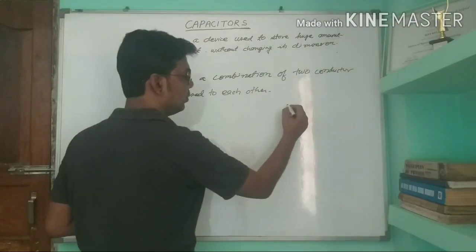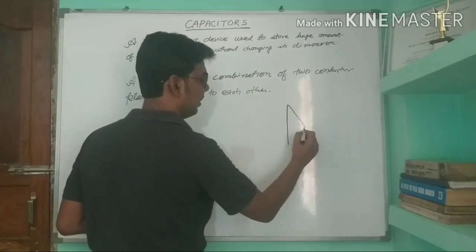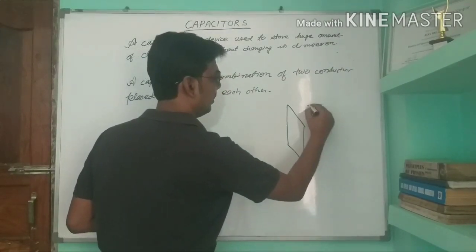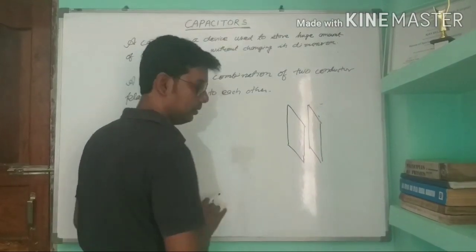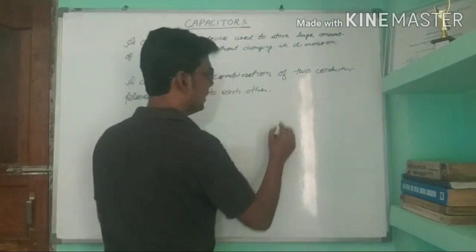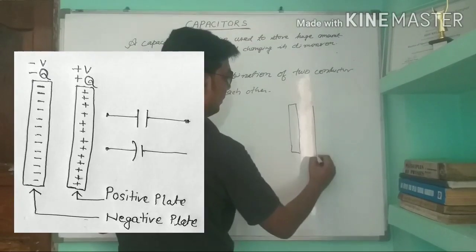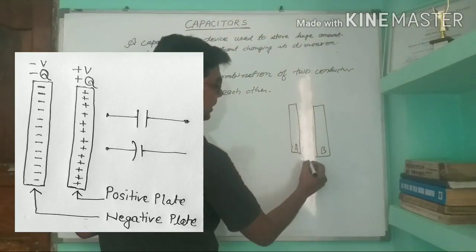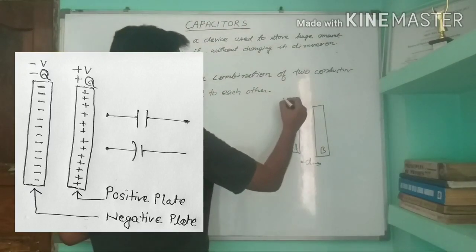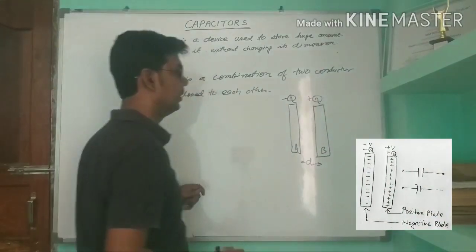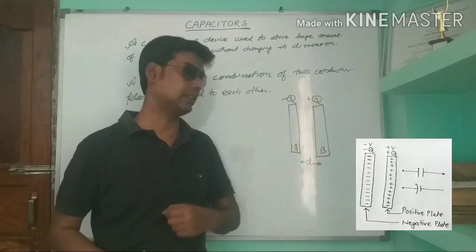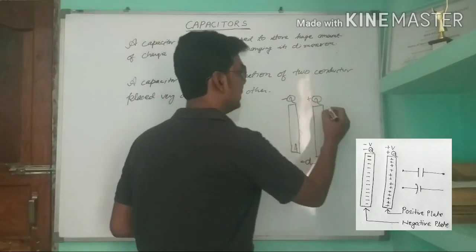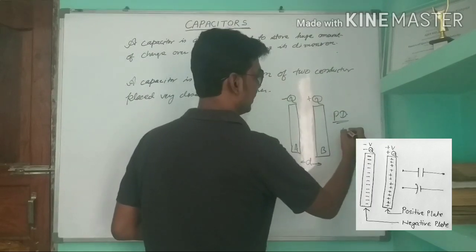So suppose there are two plates, plate A and plate B. These are two conductors and they are separated by a small distance D. They contain a charge minus Q and plus Q. So this combination is called a capacitor, and the amount of charge stored in this capacitor depends upon the potential difference over it, that is V.